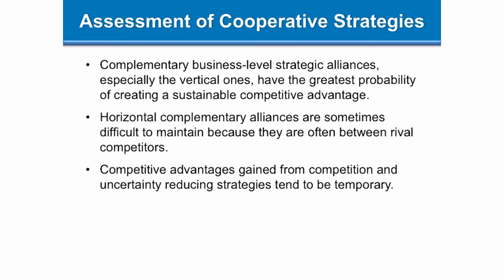There are some characteristics among the business level cooperative strategies. Complementary strategic alliances, especially vertical type alliances, have the greatest possible probability to create a sustainable competitive advantage because each partner obtains what they lack, while horizontal alliances are sometimes difficult to maintain because strategic partners could be possible rivals when they reach the basic target goal. In addition, competitive advantages by competition reducing and uncertainty reducing strategies tend to be temporary, mainly because they form the strategic alliances to respond to other strategic actions.